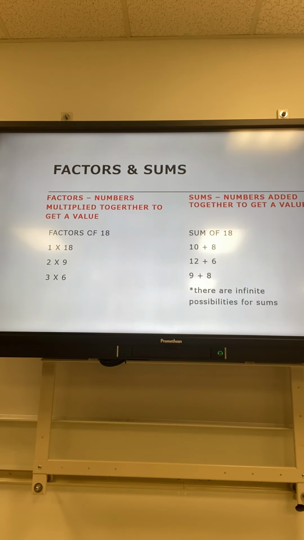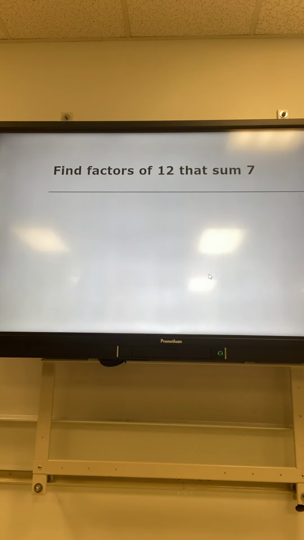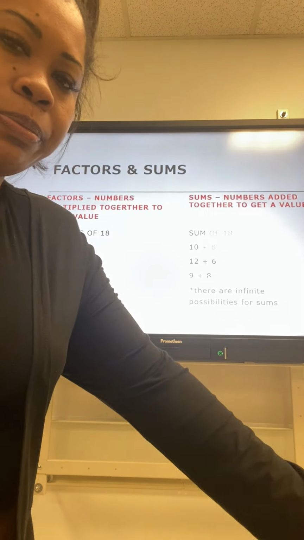So for instance, if we take the factors of 18, we can multiply 1 times 18, 2 times 9, or 3 times 6. So these are the ways that we can multiply to get 18. If we wanted the sum of 18, these are just a few examples: 10 plus 8, 12 plus 6, and that should be 9 plus 9.